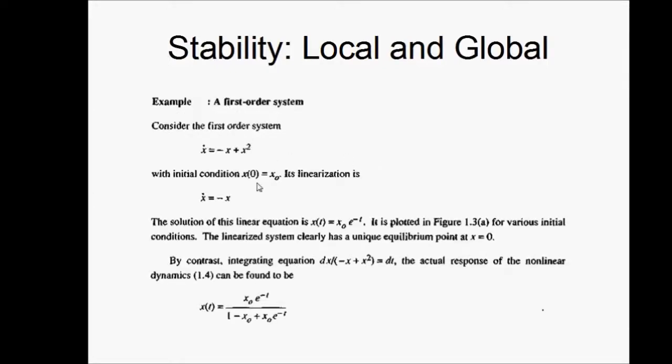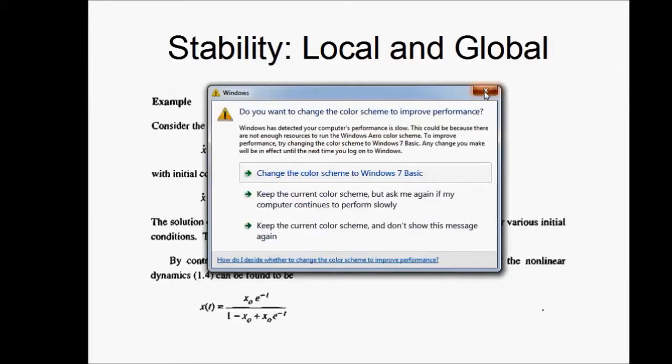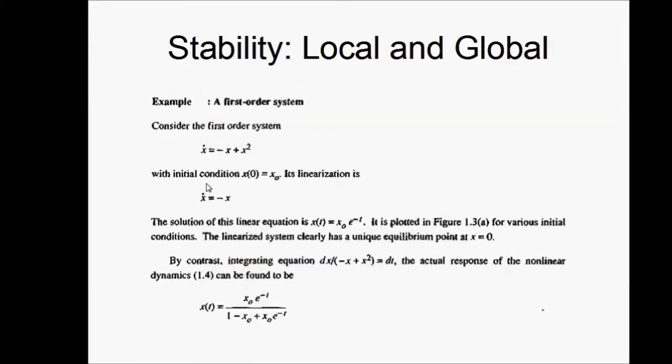Let's look at the first order system, x dot equal to minus x plus x squared, with this initial condition. Its linearization about the equilibrium point is x dot equal to minus x. The solution of this linear equation is the exponential e to the minus t. So we look at a graph of the solution of the linearized equation as well as the solution of the original equation.